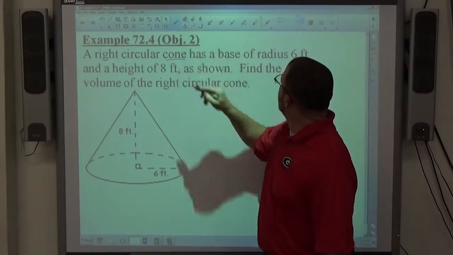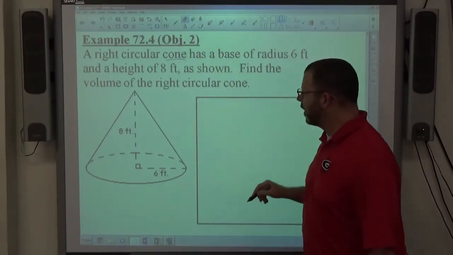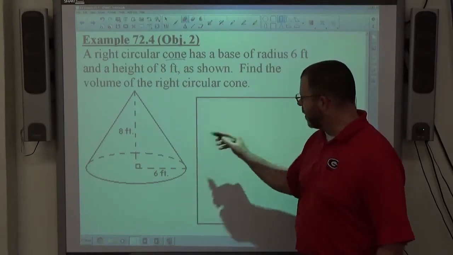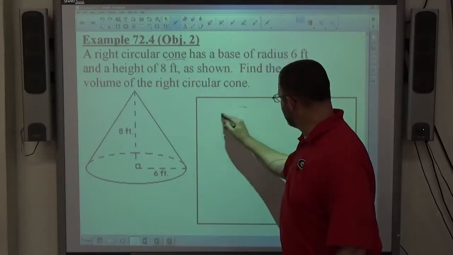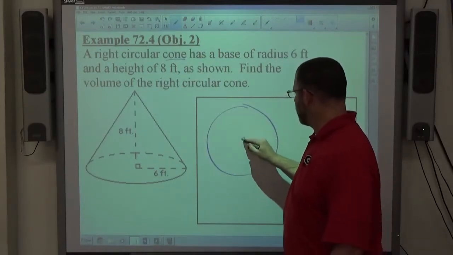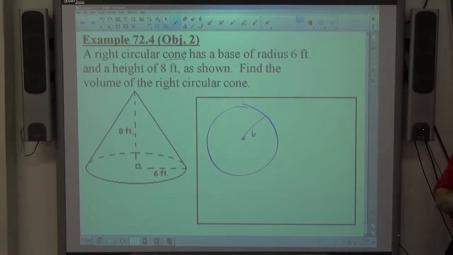So again, if this is my homework paper here, there's the box that I do my homework on. First thing I do is draw the two-dimensional base. The base here is a circle. Oops. Let's try using a marker instead of a rectangle drawing tool. Radius is 6 feet.